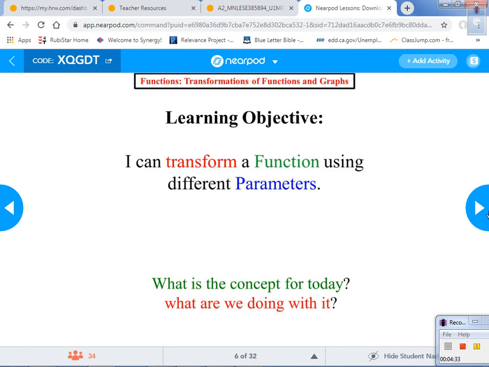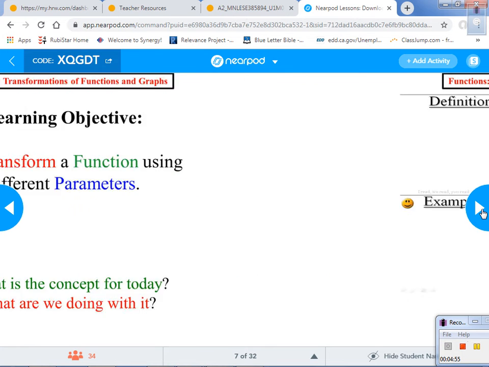Our objective for today, I can transform a function using different parameters. I can transform a function using different parameters. So, tell your neighbor what concept we're still on right now. Functions, that is correct. And do we need a Frayer model for today? We got it? Okay, let's see if it's true.